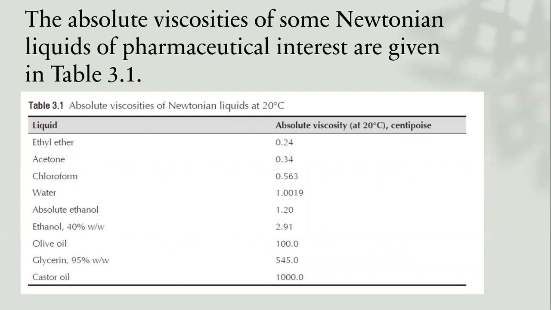The absolute viscosities of some Newtonian liquids of pharmaceutical interest are given in table 3.1. I have taken this from a book, so the tables are numbered according to that, because it was the third chapter. So you can also say this is table 1 of rheology. Okay, the absolute viscosities of Newtonian liquids at 20 degrees centigrade. Why? Because temperature has an effect. So we have considered their absolute viscosities at 20 degrees centigrade.